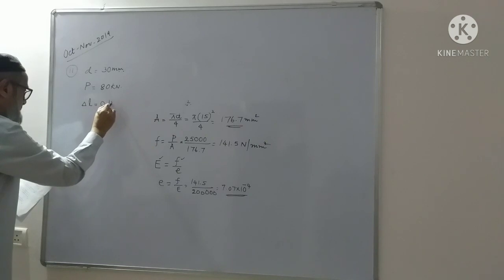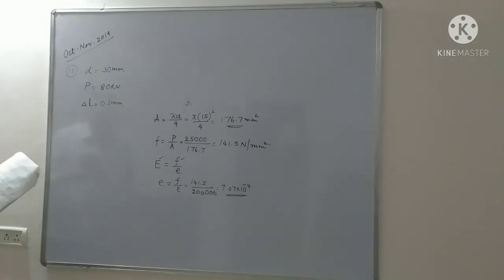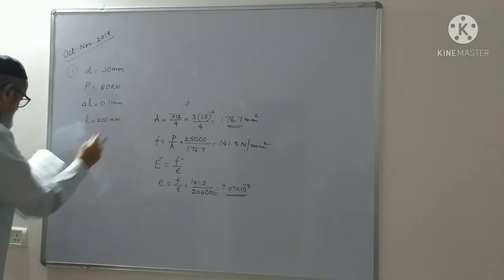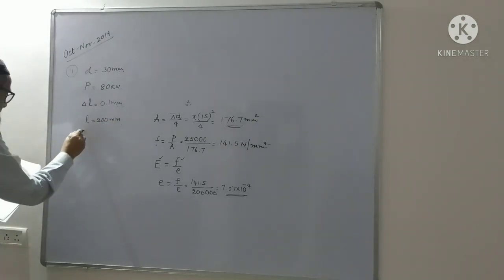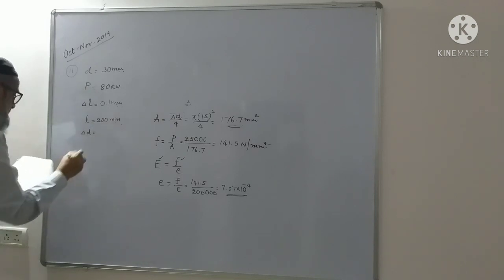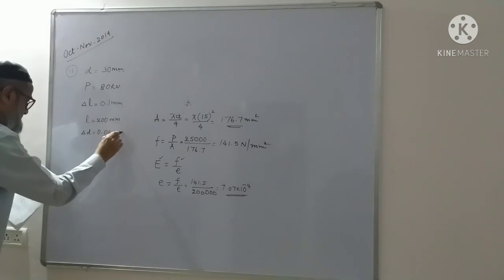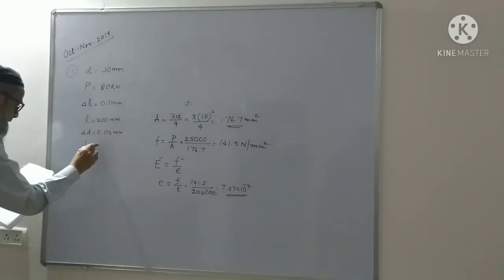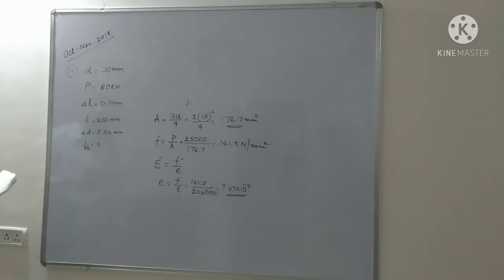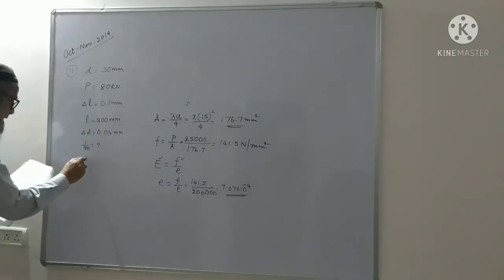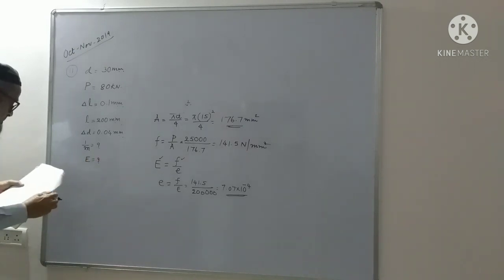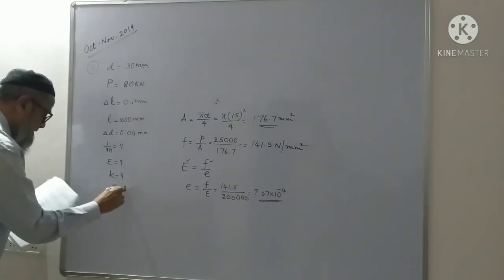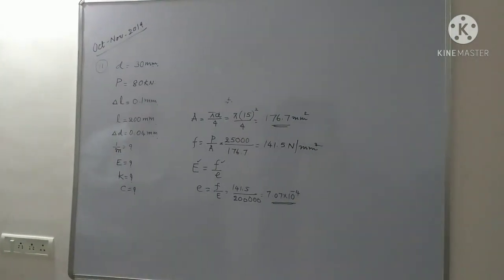The measured extension, that means change in length, delta L, elongation, is 0.1 mm on a gauge length of 200 mm. That is, L is 200 mm. And the change in diameter, delta D, is 0.04 millimeter. Calculate Poisson's ratio, the symbol is 1 by m, and the values of Young's modulus, that is E, bulk modulus and modulus of rigidity, K and C. So these three moduli of elasticity are to be found out.